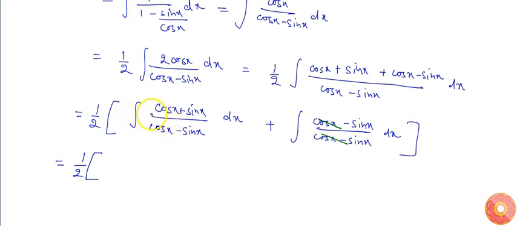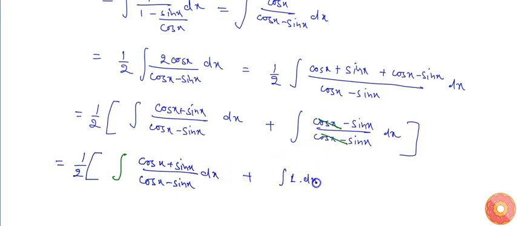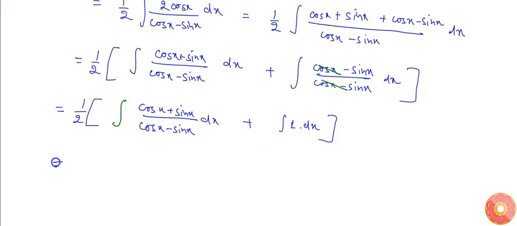Now we need to find out the integration of the other part. Here it is the integration of cos x plus sin x by cos x minus sin x dx, and here it is integration of 1 dx. The integration of 1 dx will be x.